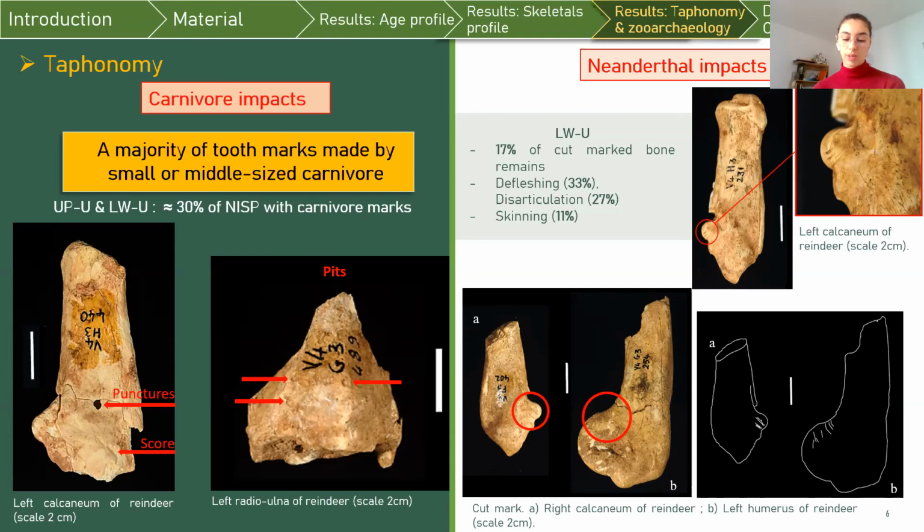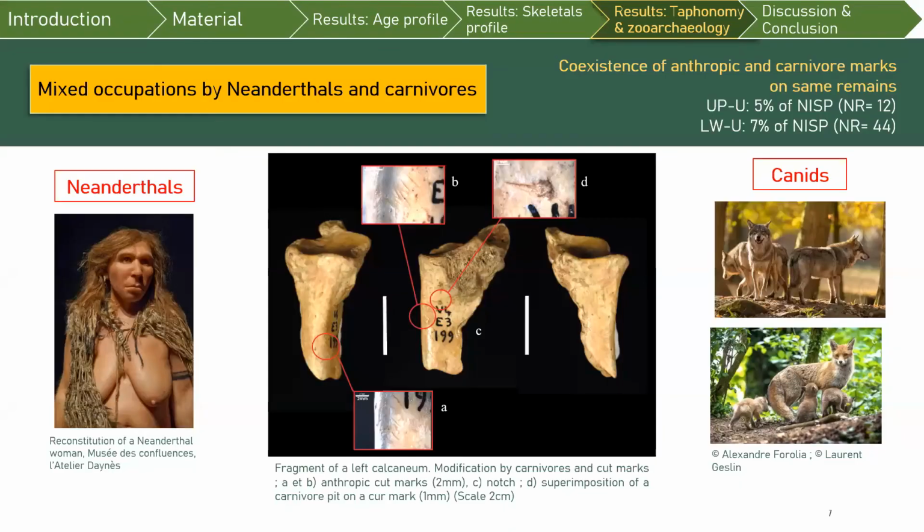The human action corresponds in majority to disarticulation and defleshing, with more skinning in the lower unit than in the upper unit. There are no burnt bones in the remains studied. So the mixed presence of humans and carnivores, with a possible close presence in a short time, superposition and coexistence of two types of marks is observed.